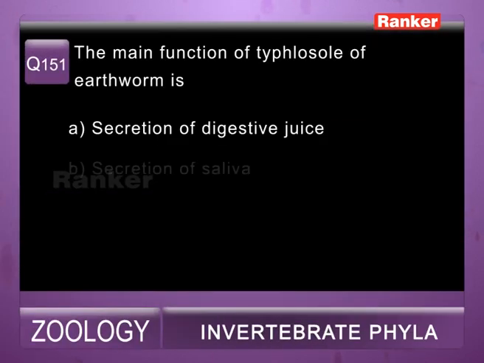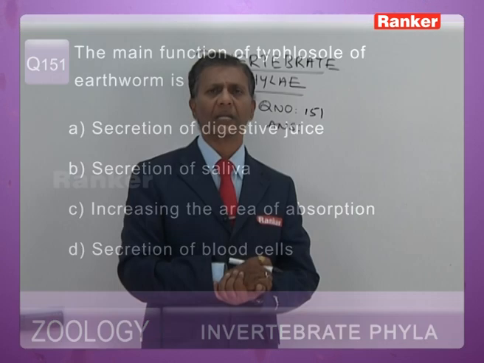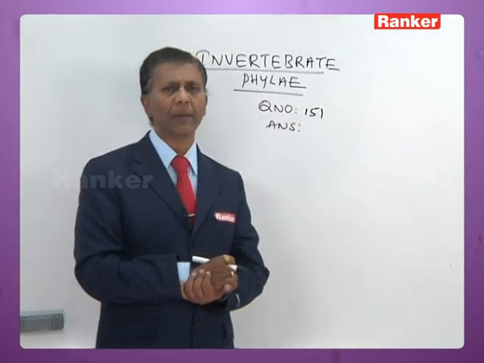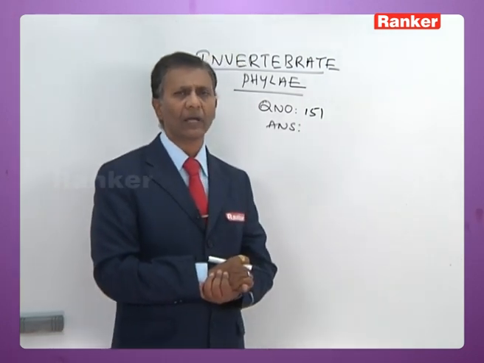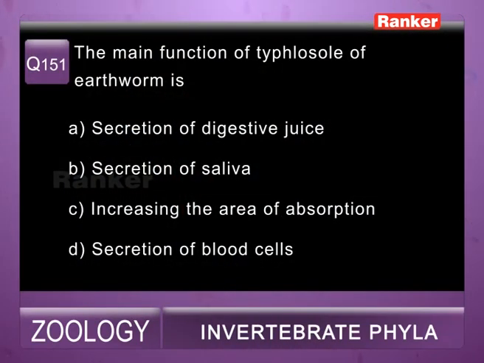Now 151, the main function of typhlosole of earthworm is A secretion of digestive juice, B secretion of saliva, C increasing the area of absorption, D secretion of blood cells. As I made a mention earlier, typhlosole is meant for increasing the area of absorption, that is enhances the rate of absorptive capacity of the intestine. So 151 question, correct answer is C.